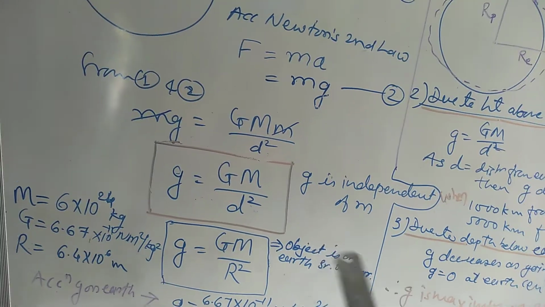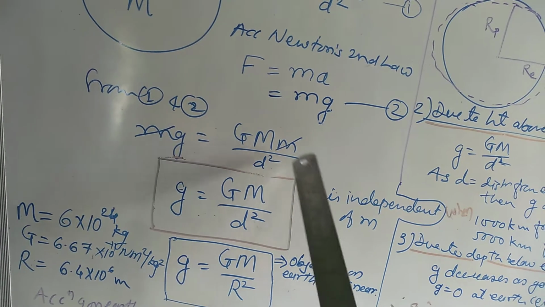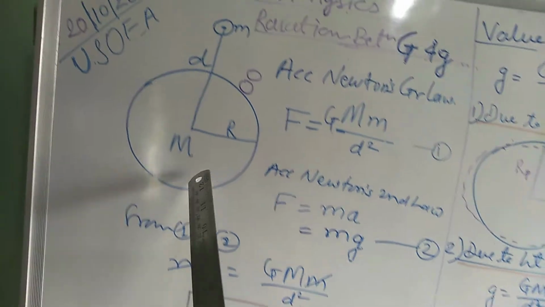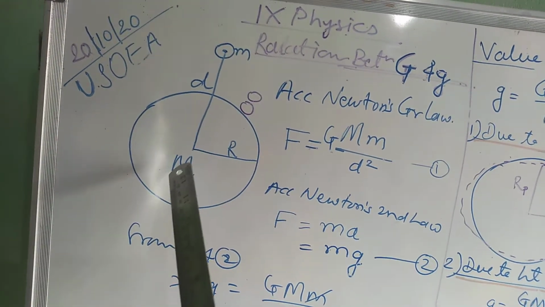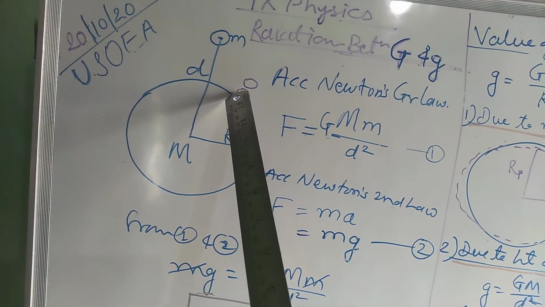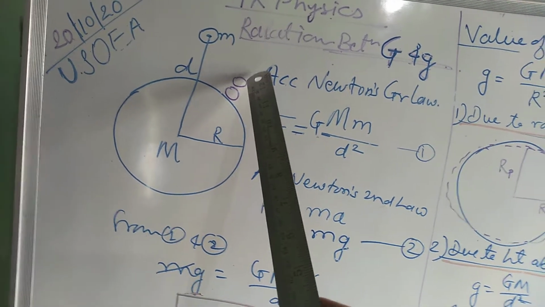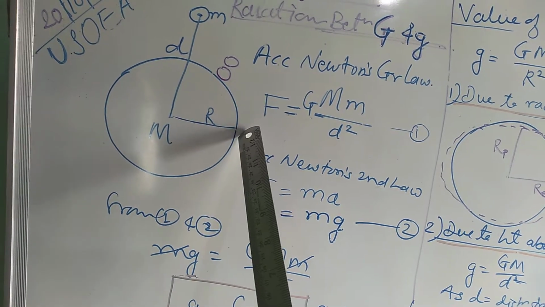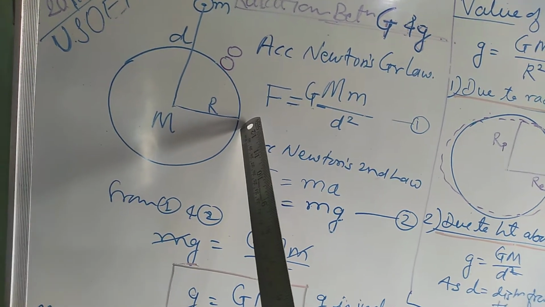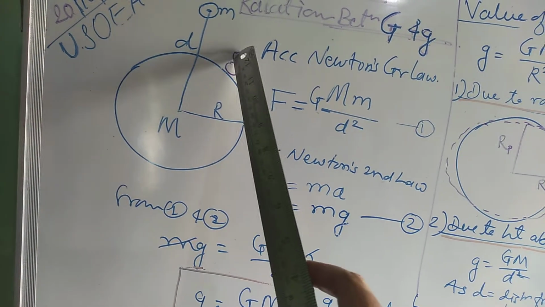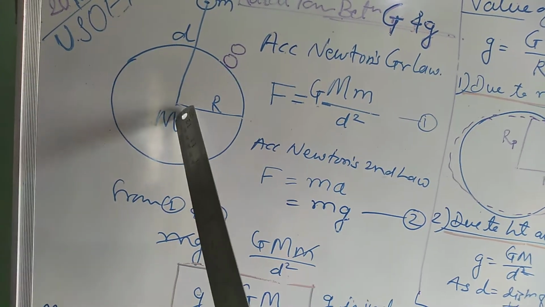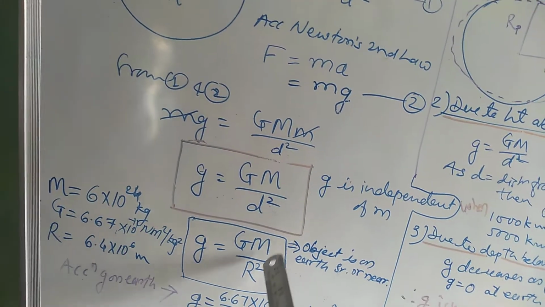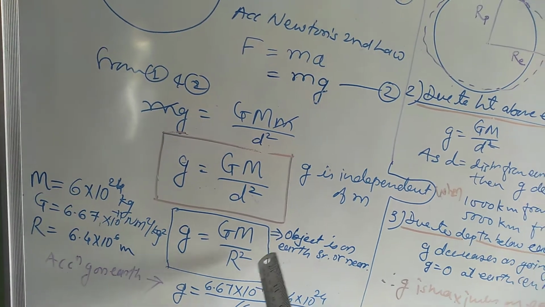Now this is about small g for an object when it is away from the earth's surface. If the object is on the earth's surface or near it, then instead of d, we can take the distance between them as the radius of the earth, r. Because this height is very small compared to the radius, we can neglect it, and in place of d we write r. R is the radius of the earth.